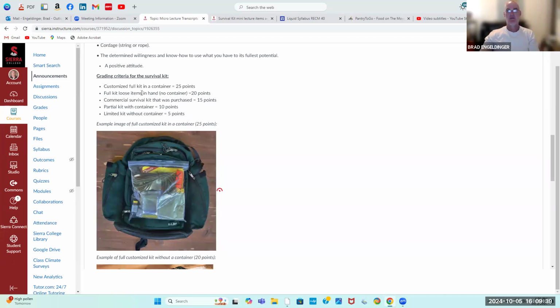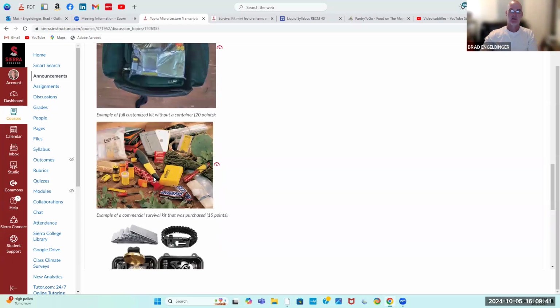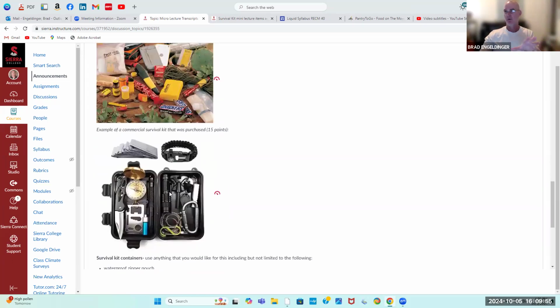20 points is a full kit with no container, so loose items. So this image has a good Mora knife, a good signaling mirror, and a flashlight, and some other things, a water bladder, but there's no container to hold the items in. Therefore, this would only be 20 points. A 15-point assignment would be one of those cheap survival kits that you would buy online, like Amazon.com, for example. Right? Those are second best.